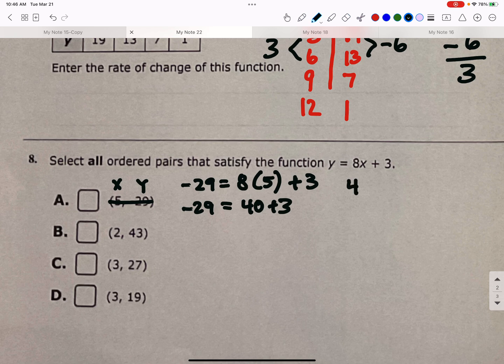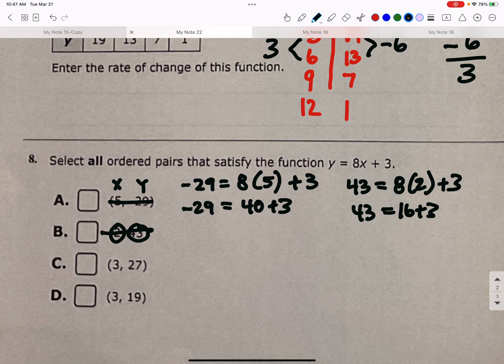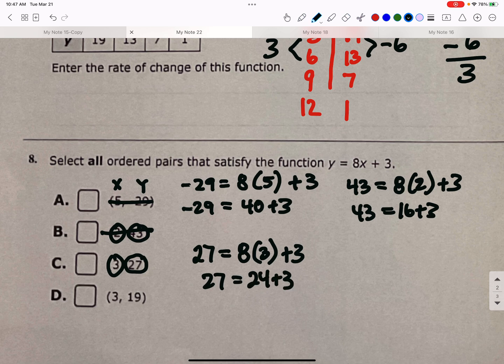Does 43 for the y equal 8 times x, which is the 2? 8 times 2 plus 3. Does 43 equal 16 plus 3? No, it does not. That one doesn't work. All right, I'll try 27 for the y. Does 27 equal 8 times the x, which is 3? 8 times 3 plus 3. Does 27 equal 24 plus 3? It sure does. This one works.